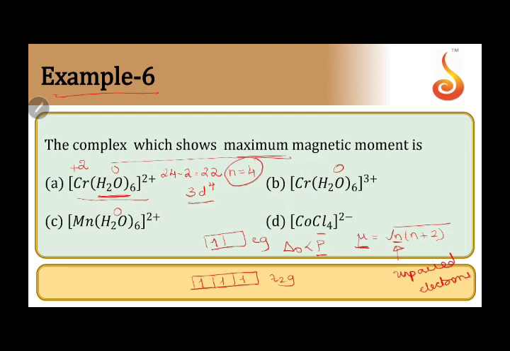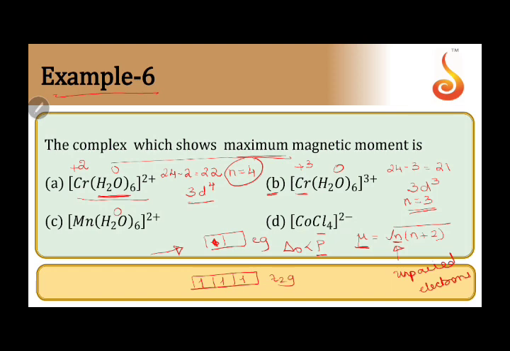Considering option B, chromium here is in plus 3 oxidation state. Chromium is 24 and if we deduct 3 electrons, then we have 21, giving me 3d3. This tells me that this 4th electron in eg is not present. Only 3 electrons are there in t2g, giving me just 3 unpaired electrons.